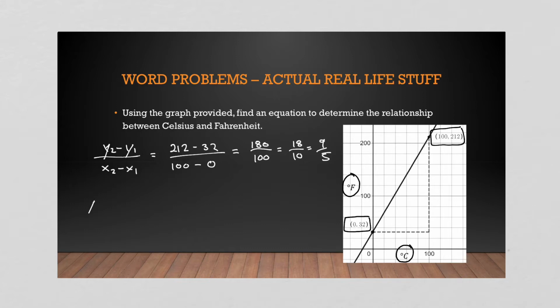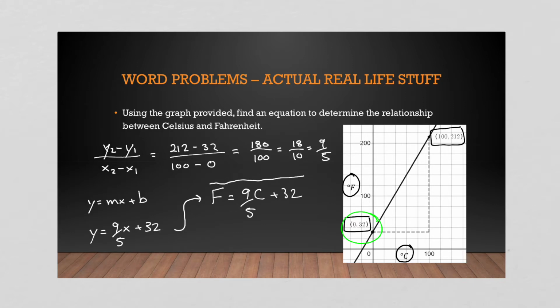Now just think y equals mx plus b, right? Well, what's my b value? My b value is staring me in the face right here, 32. So we get y equals 9 over 5x plus 32. But since we're dealing with real life scenarios, we sub in different variables for our y and our x, because in this case, what is y? Y is my Fahrenheit. So Fahrenheit is equal to 9 over 5 times Celsius plus 32 degrees.